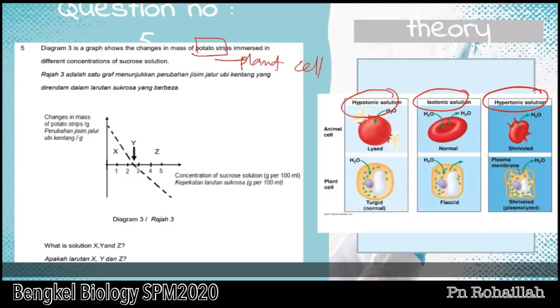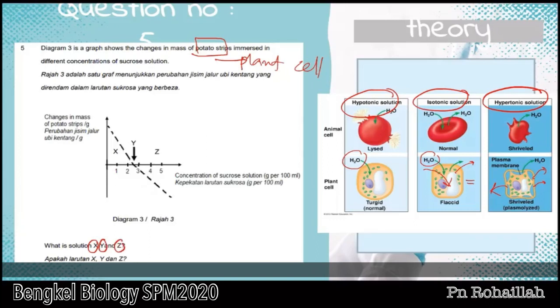Kalau hypotonic, so the solution, the water will enter into the cell. Kalau isotonic, the water diffuse in and out at the equal rate, sama. And then hypertonic, dia akan water will diffuse out. Sekarang dia tanya, what is the solution at X, Y, and Z?